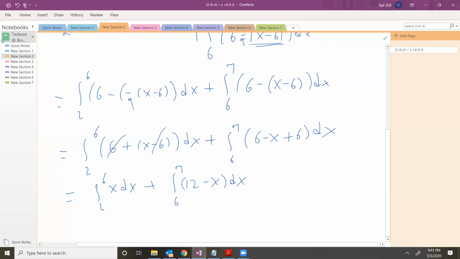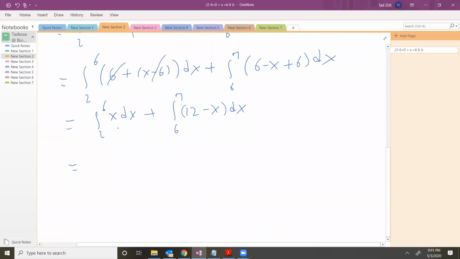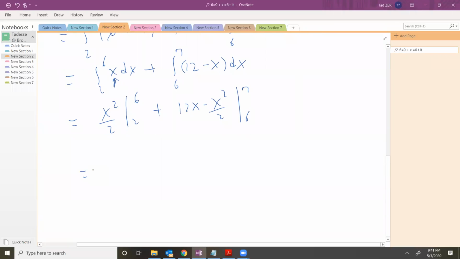Now I can find the antiderivative of each. So what is the antiderivative of x? It's x squared over 2. So from 2 to 6, and what is the antiderivative of 12? 12x. What is the antiderivative of x? x squared over 2, from 6 to 7. Now I need to evaluate this. So 6 squared is what? 36 over 2, minus 2 squared is 4 over 2.